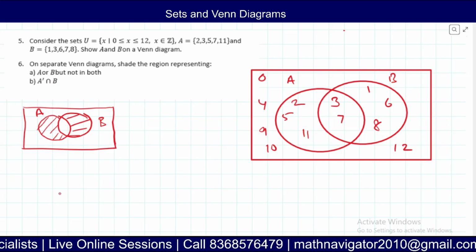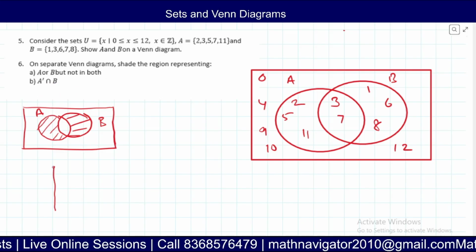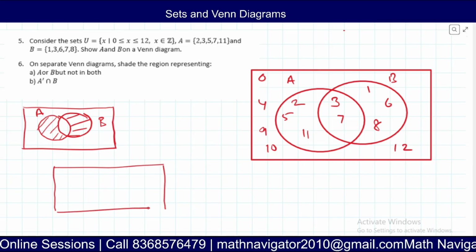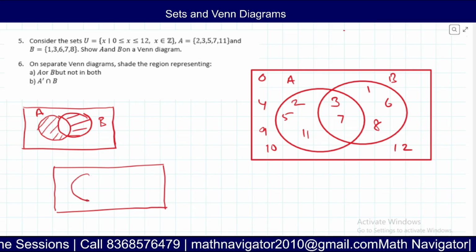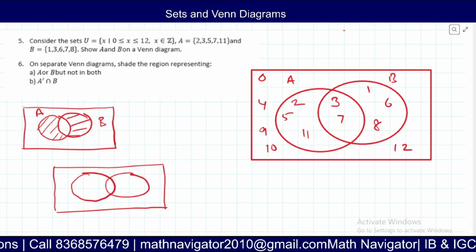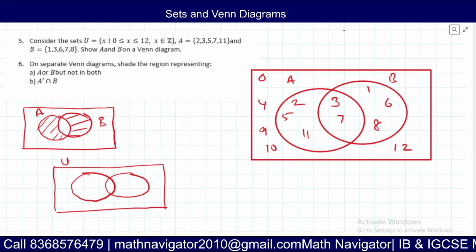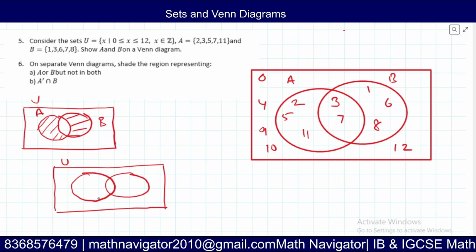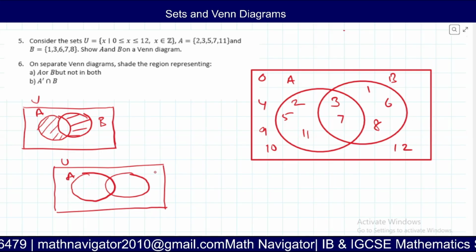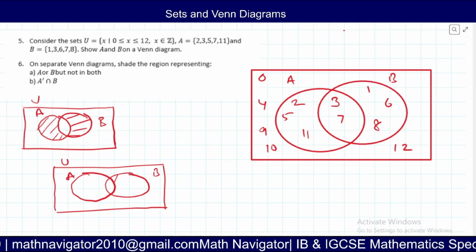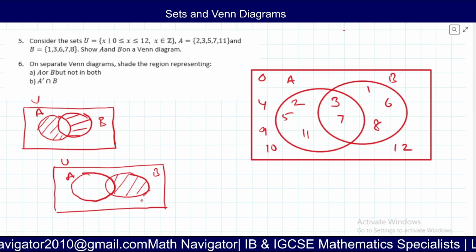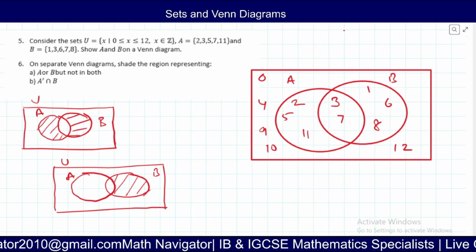Then we have A complementary and B. This is A, this is B. This is my universal set. So it is present in A complementary and B. Clear? So A complementary and B. This is done.